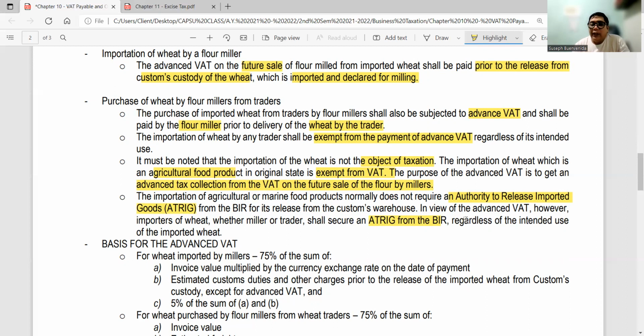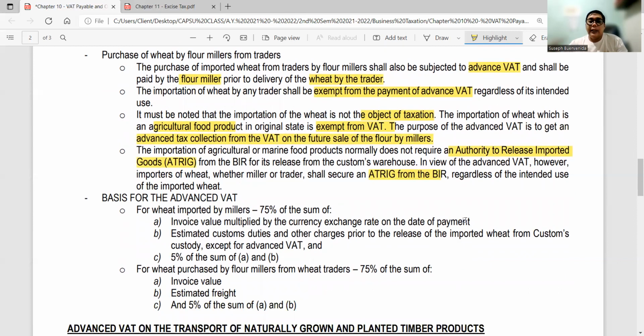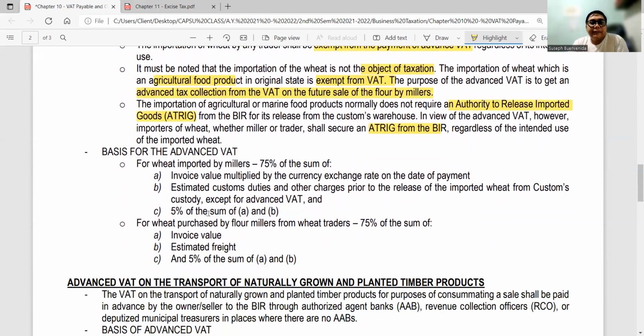Although in practice, it's very rare, because if you have clients, they don't engage in that. So it's not really practiced, right? But in case you work in a mill later on, at least you have knowledge on what to do, right? Next, basis for the advanced VAT.